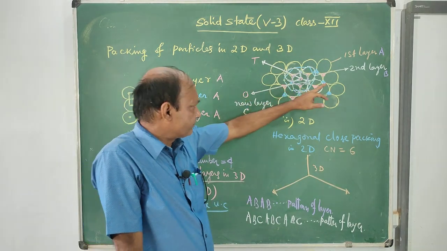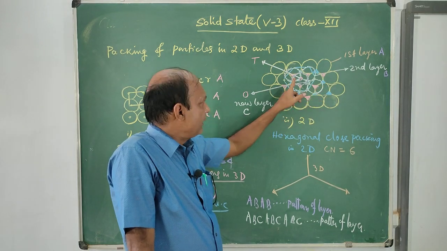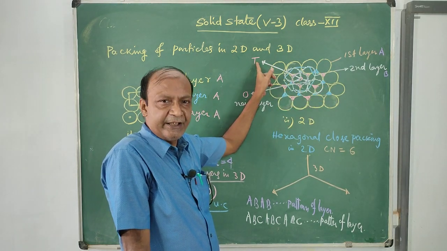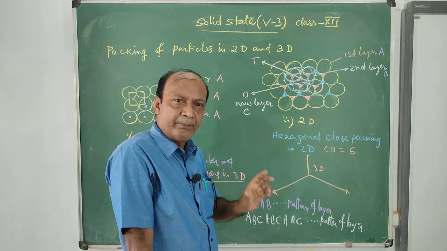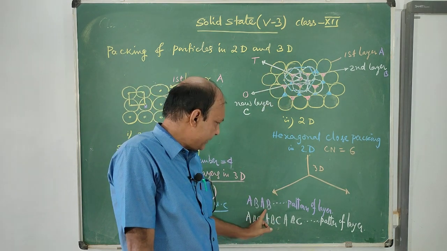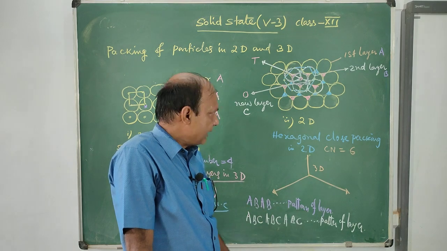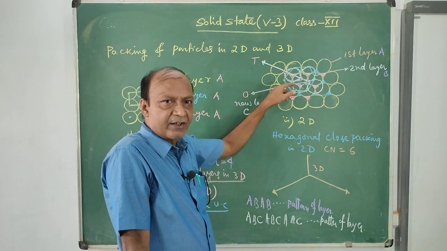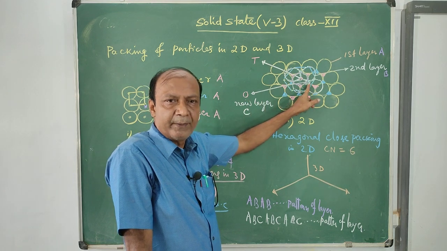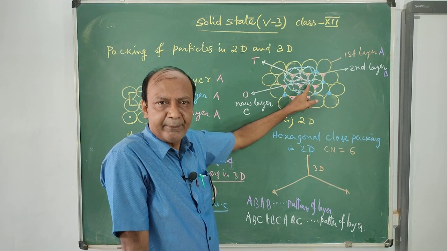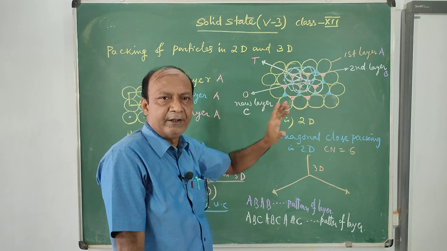And when you construct the third layer by covering the depressions T, the first layer will be repeated. The pattern of arrangement of layers will be AB type of arrangement. And when you are constructing the third layer by covering the depressions O, the pattern of arrangement will be a new pattern, ABC pattern of arrangement of layers.